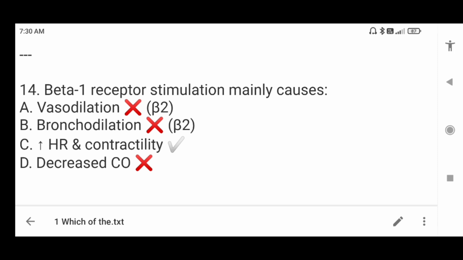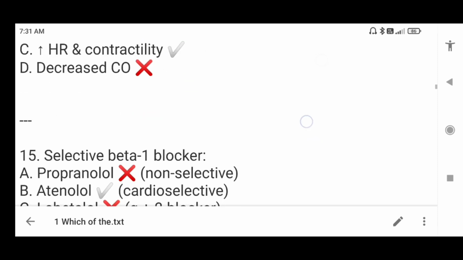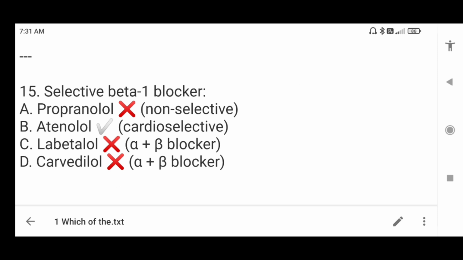Beta 1 receptor stimulation mainly causes increased heart rate and contractility. Vasodilation is beta 2. Bronchodilation is beta 2. The selective beta 1 blocker is atenolol. Propranolol is non-selective. Labetalol is an alpha plus beta blocker. Carvedilol is an alpha plus beta blocker, but atenolol is a selective beta 1 blocker.